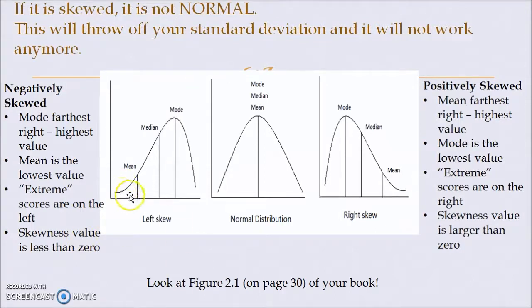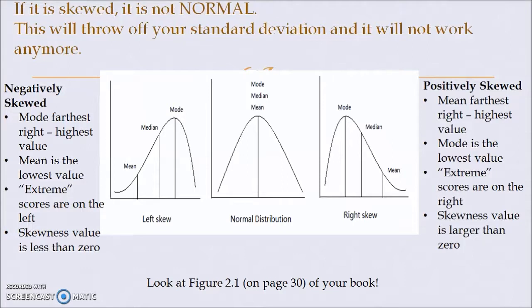So if you have your outliers, or if you have scores, so this is a negatively skewed distribution, which means that mode is the highest value and mean is the lowest value. So your extreme scores are basically towards your left. The skewness value is less than 0 for this. So let me give you an example and explain what I mean by extreme scores.